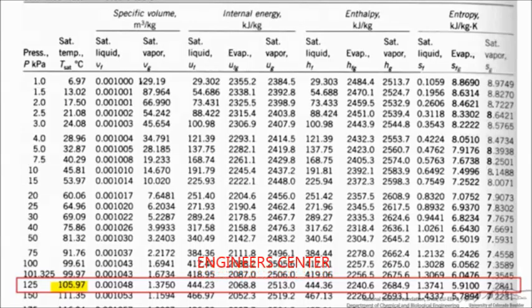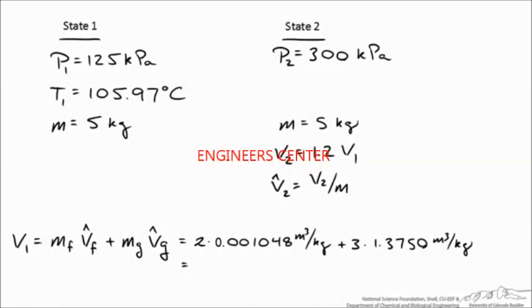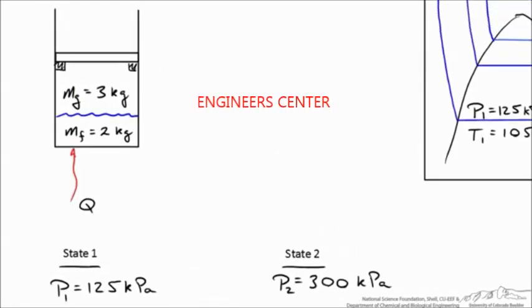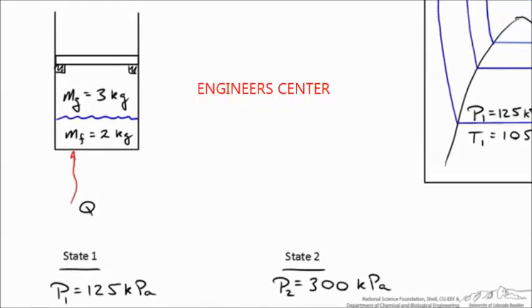And at a pressure of 125 kilopascal, the specific volume for the saturated liquid is 0.001 cubic meters per kilogram, and the saturated volume for the vapor is 1.3750 cubic meters per kilogram. And what I come up with when I plug in numbers is 4.127 cubic meters. And that's the volume at the initial state. So that's the total volume of the liquid and the vapor beneath this piston before it starts rising.